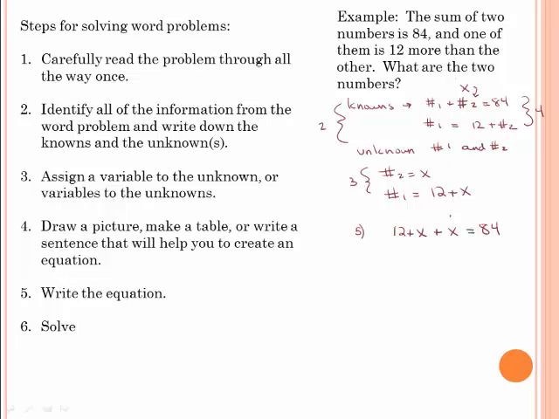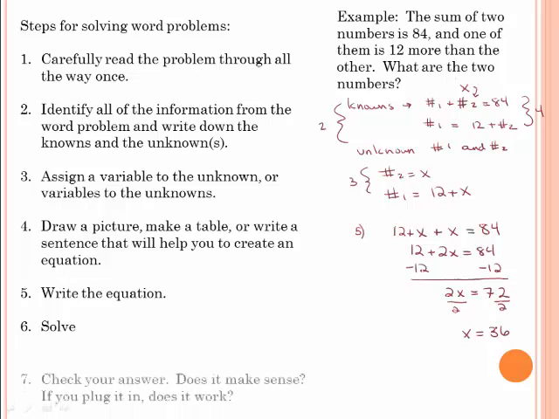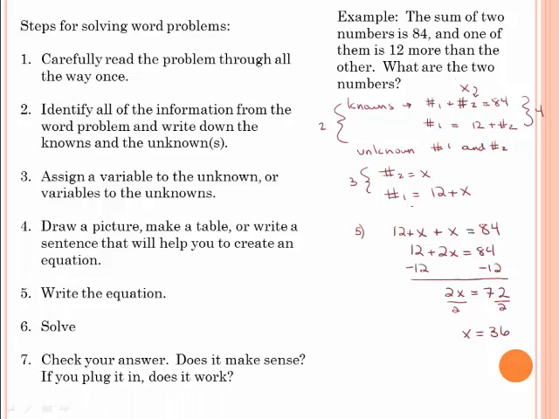Now I need to solve this. I have two x's, so that's 12 plus 2x is equal to 84. Subtract 12 from both sides. 2x is equal to 72. Divide by 2, and x is equal to 36. Now I need to check my answer.